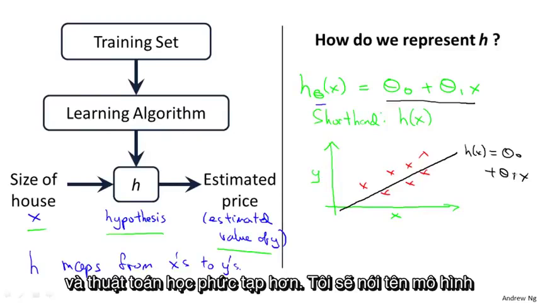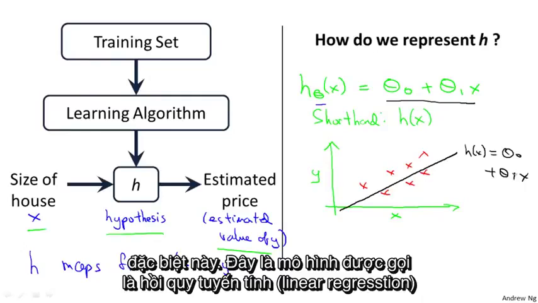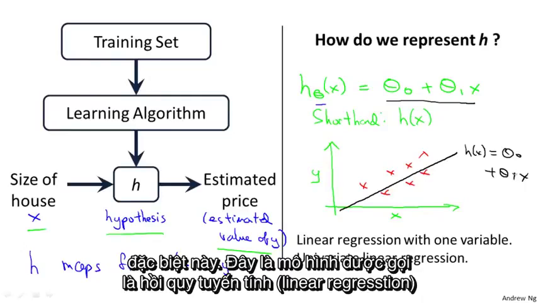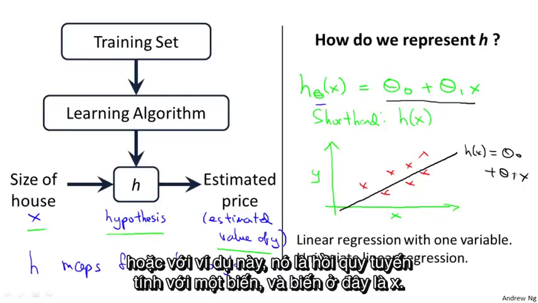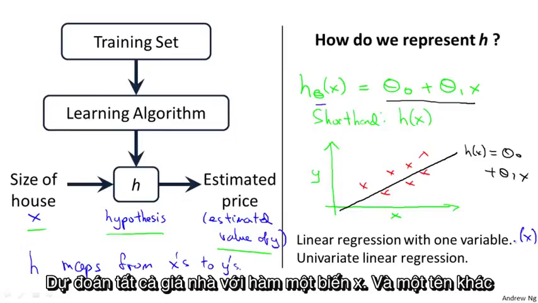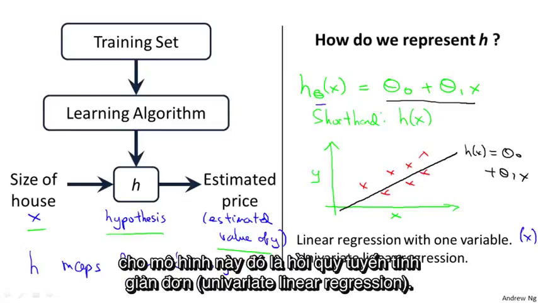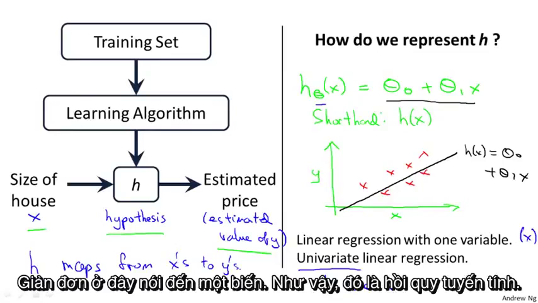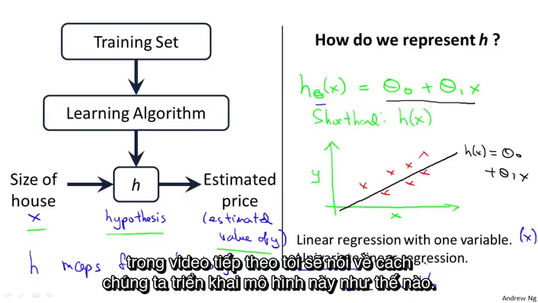Let me also give this particular model a name. This model is called linear regression, or this for example is actually linear regression with one variable, with the variable being x. Right? So predicting housing prices is a function of the one variable x. And another name for this model is univariate linear regression. And univariate is just a fancy way of saying one variable. So that's linear regression. In the next video, we'll start to talk about just how to go about implementing this model.